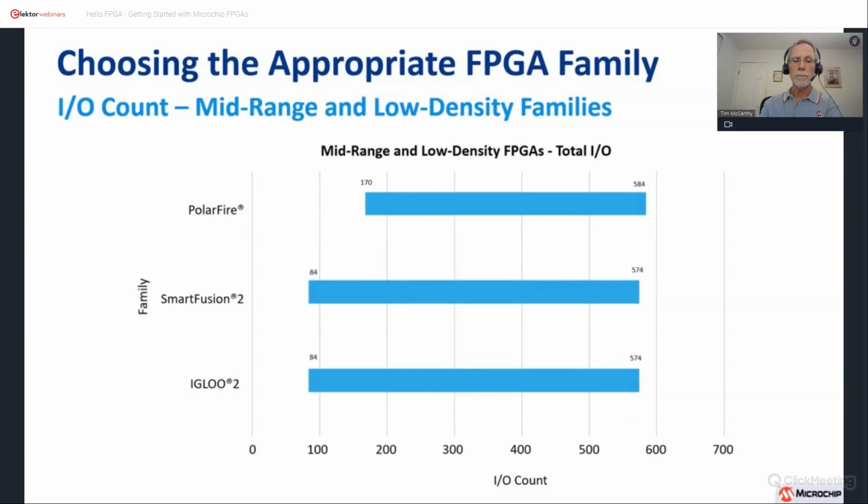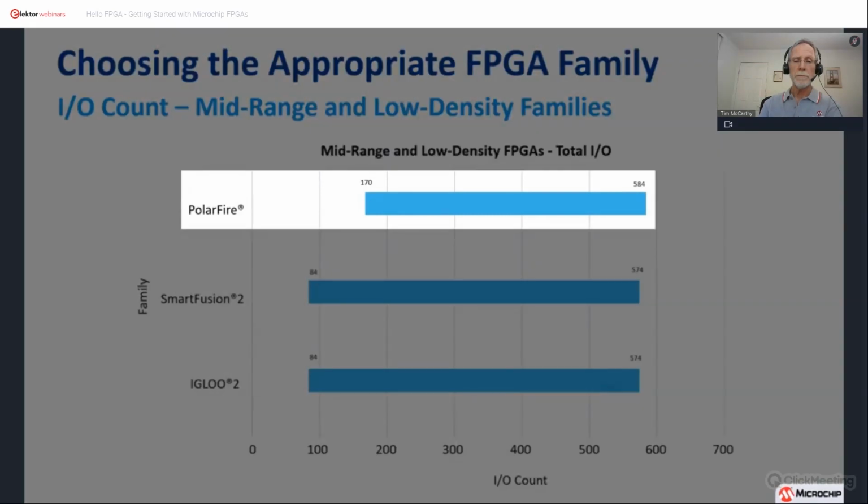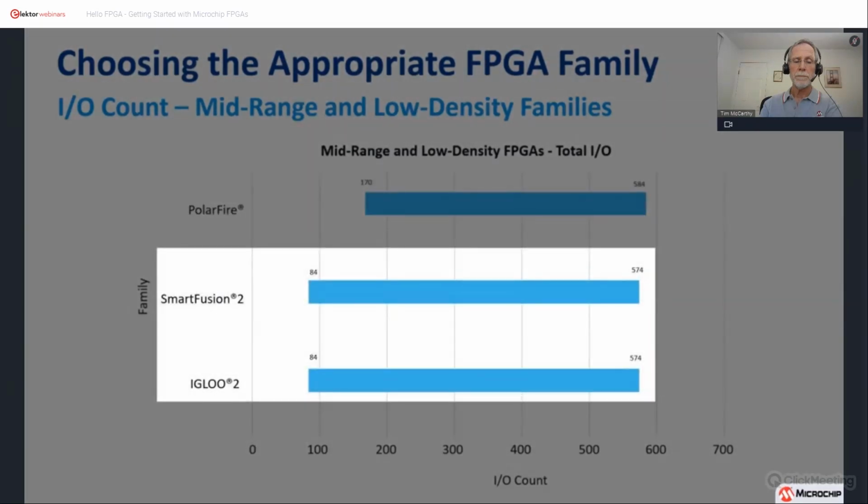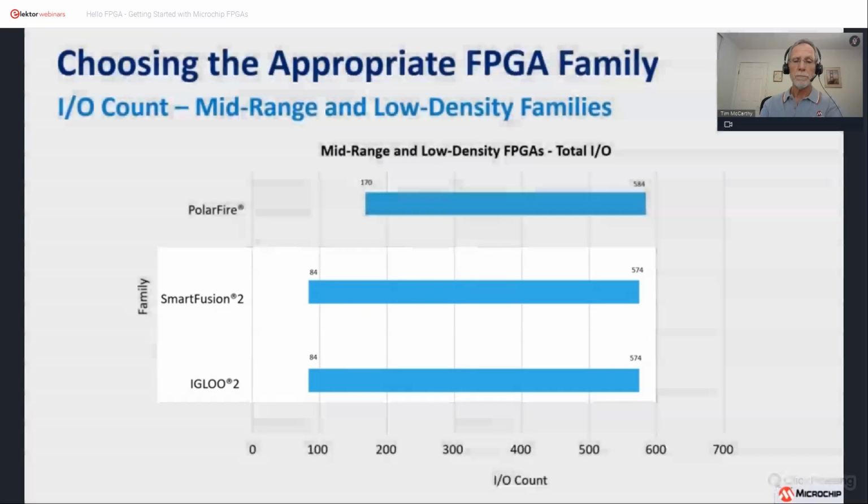This chart shows the I/O count for Microchip's mid-range and low-density FPGA families. PolarFire has between 170 and 584 I/Os. SmartFusion 2 and Igloo 2 have between 84 and 574 I/Os. Both families support differential I/O standards and voltage referenced I/O standards.